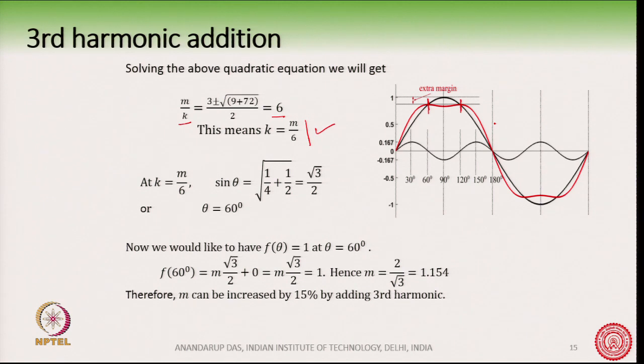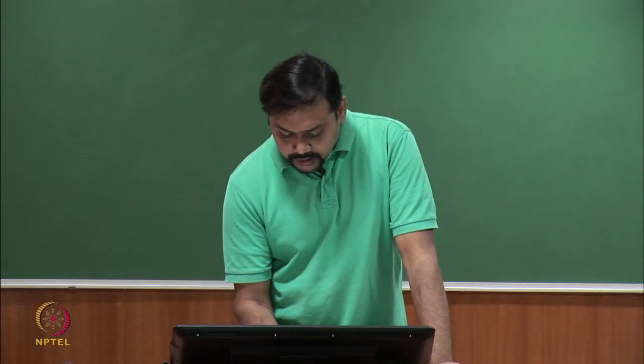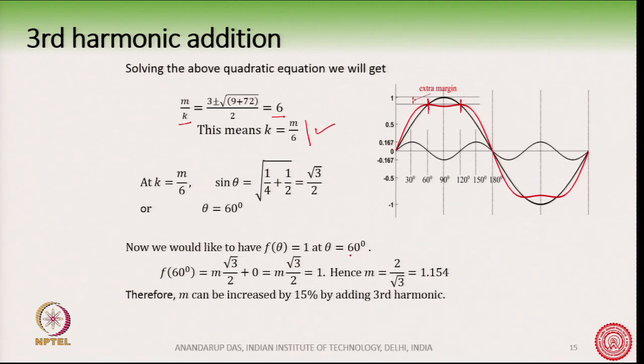Now, what value of this resultant waveform we should have so as to keep us in the linear modulation? Of course, we would like to touch the +1 at this maximum value of the resultant waveform. So, we would like to have at theta equal to 60 degree f(theta) equal to 1, because that is the maximum we can get. So, if we equate f(theta) equal to 1 at theta equal to 60 degree, then by substituting we find that m equal to 1.154.